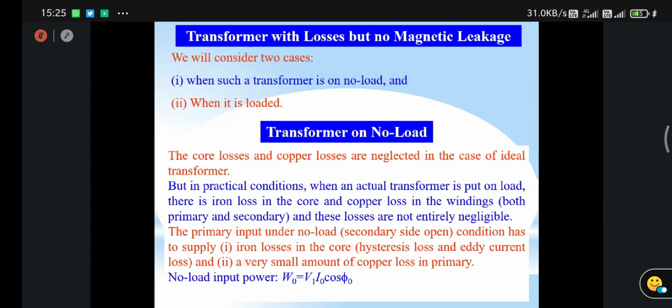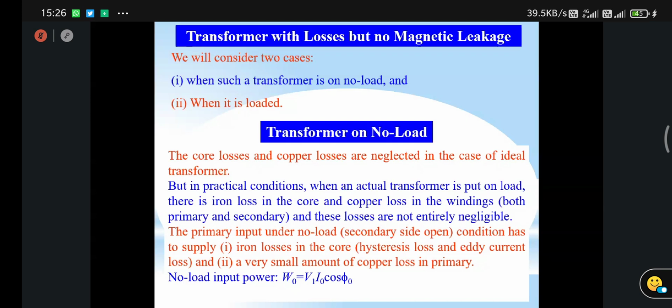Coming to the practical transformer, we have two cases, no load and load, that we have to consider. The core losses and copper losses are neglected in the case of the ideal transformer. But in practical conditions, when an actual transformer is put on load, there is iron loss in the core and copper loss in the windings.